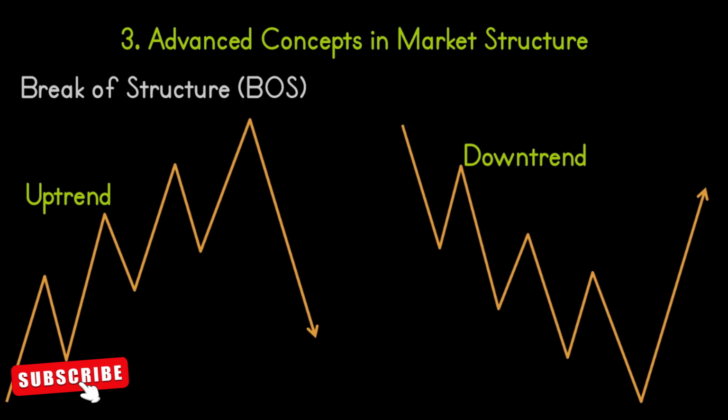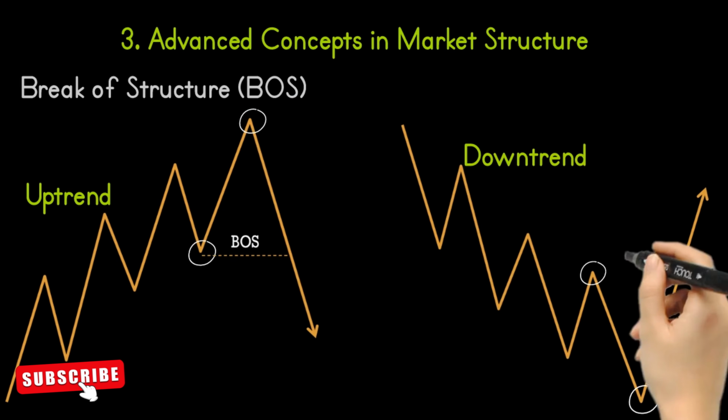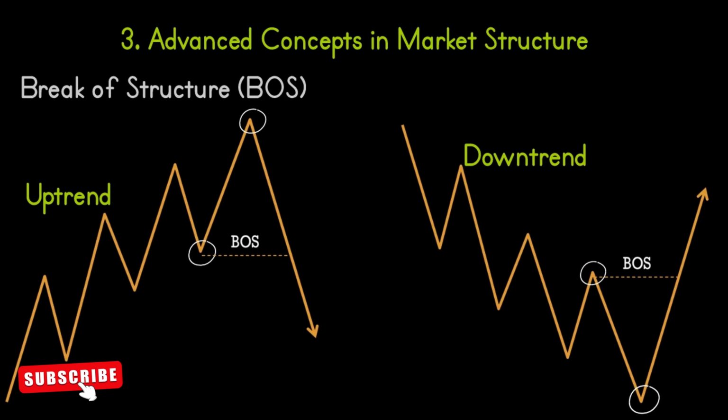Steps for trading a BOS. Identify the swing highs and swing lows in the current trend. Watch for the market to break a key swing point. Wait for confirmation, price closing below the previous higher low in an uptrend or above the lower high in a downtrend. Enter the trade in the new direction of the trend.